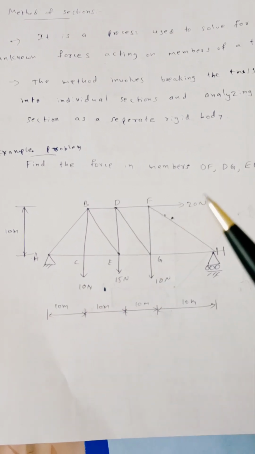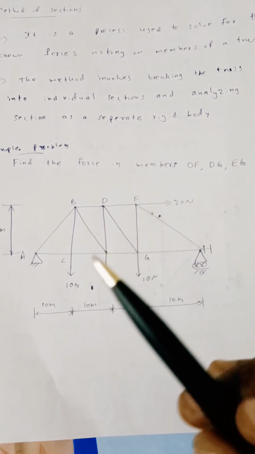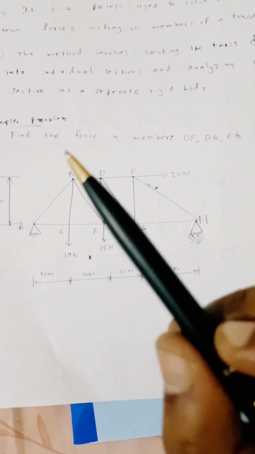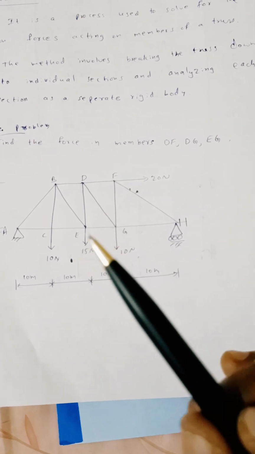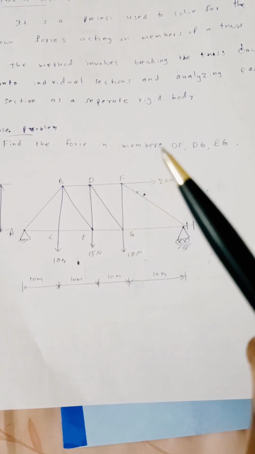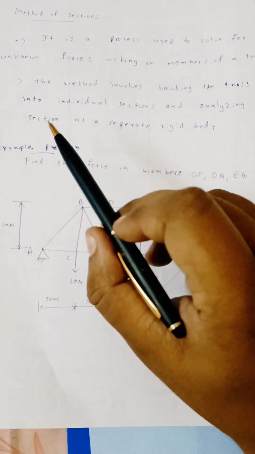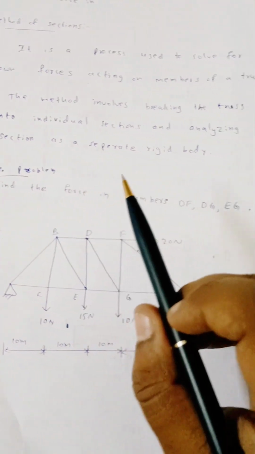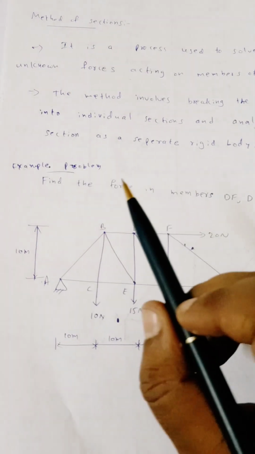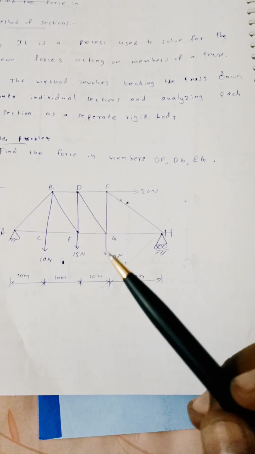If he is asking for the forces in particular members, like in this question, he is asking to find the forces in the members DF, DG and EG, then we'll prefer method of sections. This method involves breaking the truss down into individual sections and analyzing each section as a separate rigid body.